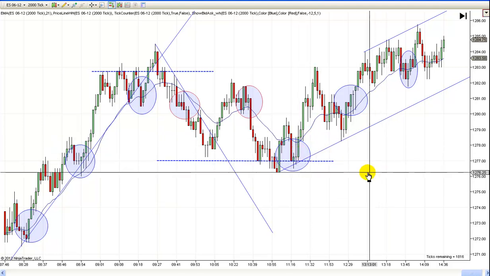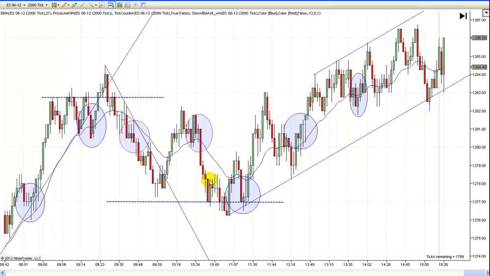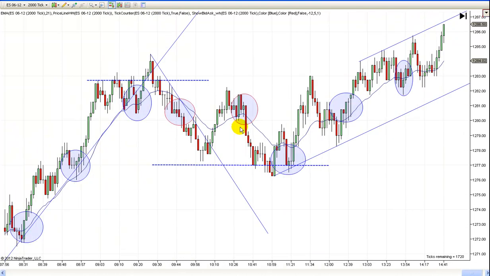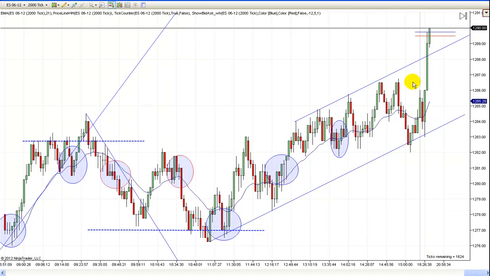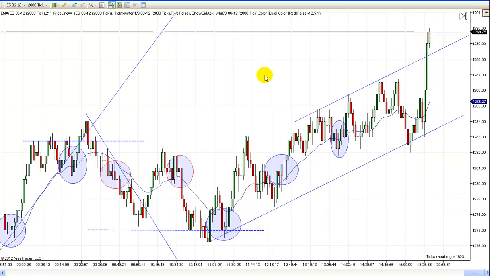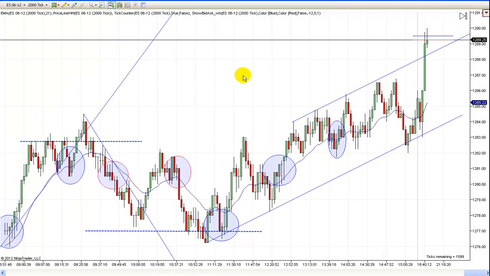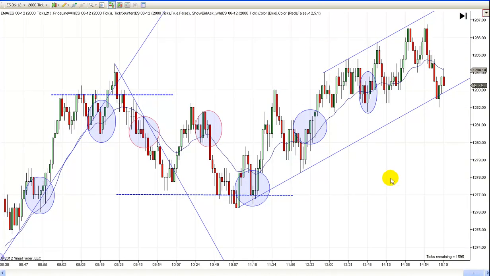You did catch a runner on that one, and so that was a great entry right there off that little failed break lower. And hopefully you saw that one. And again, remember you got your two legs right here. Here's one leg, correction, then the second leg down. And you usually see that in the middle of a pattern. And now look where we're headed over here. We're headed higher, and I guarantee we're headed to that target I was talking about earlier. And we'll see, maybe by the time the lesson's over, we'll see if it gets up there or not.